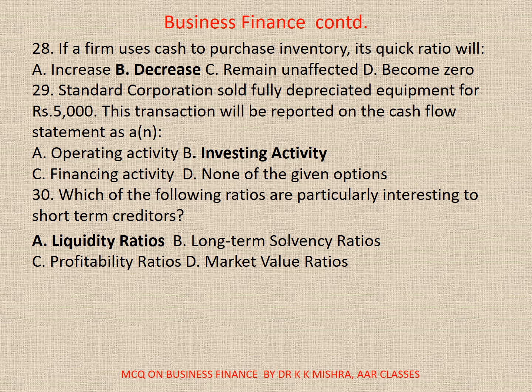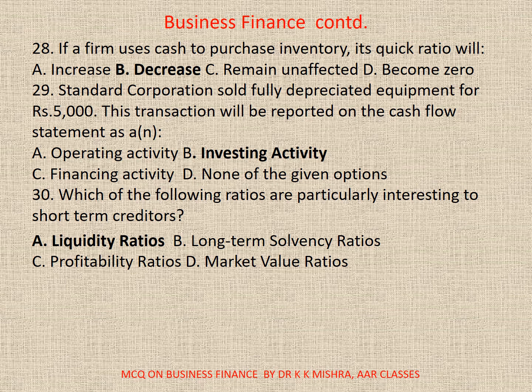Quick ratio, however, will be reduced if the cash is converted into inventories, because while computing quick ratio, inventories are not added but cash is included in quick assets. Quick ratio is quick assets upon current liabilities. So this was the explanation for this particular question.